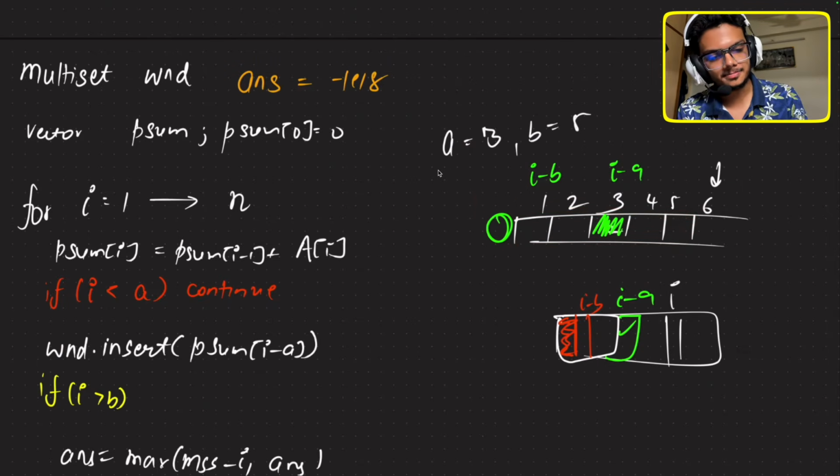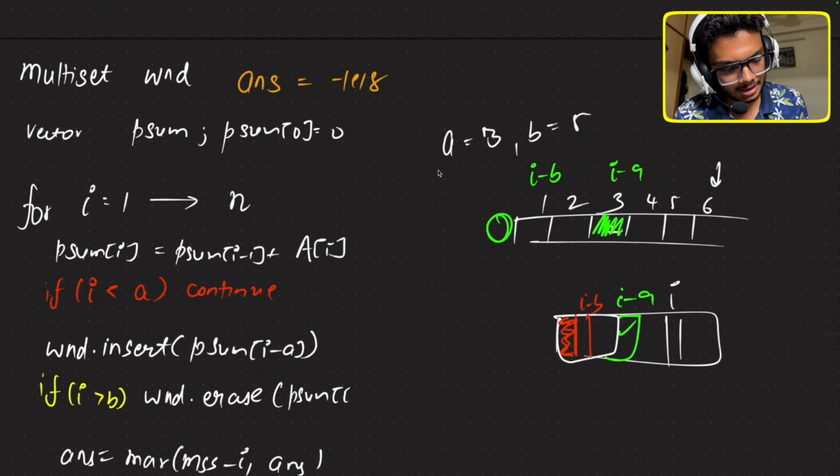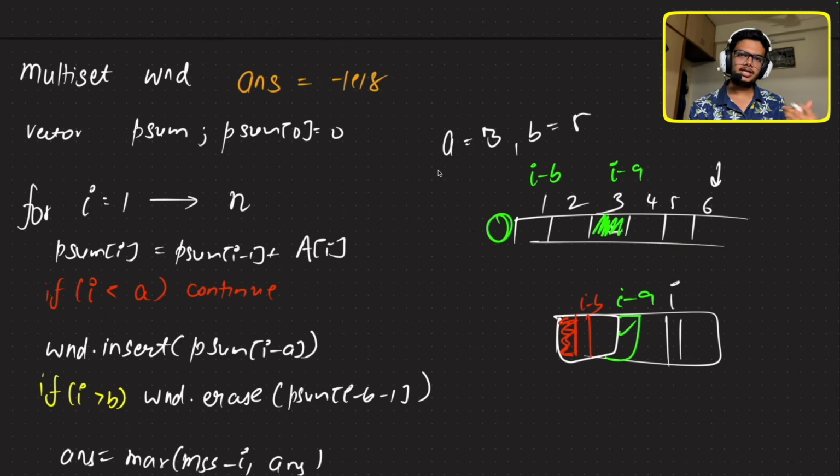So if i is greater than b, we are going to remove the contribution of one element just before i minus b. So if i is greater than b, from the window you erase P sum of i minus b minus 1, right? You remove the contribution of one element just before i minus b. In a way, you just slid the window. You expanded from one end and shrank it from the other end.